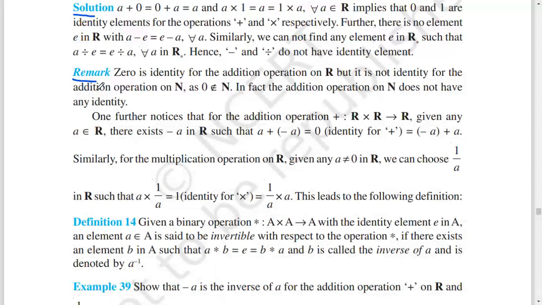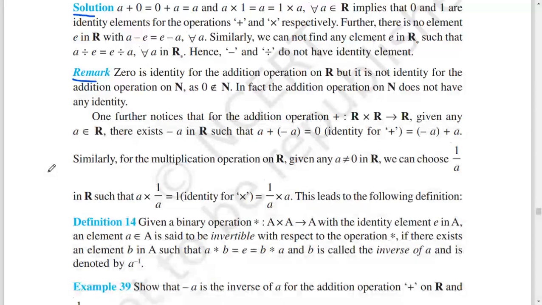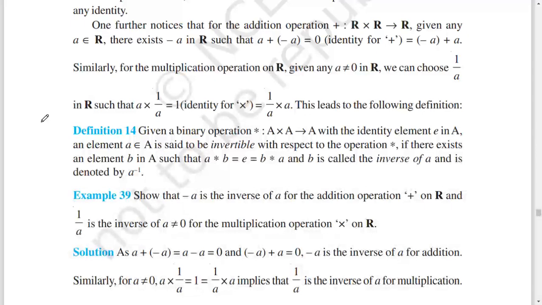Similarly, for the multiplication operation on R, given any a not equal to 0 in R, we can choose 1/a in R such that a × 1/a = 1, the identity for cross, which equals 1/a × a. This leads to the following definition.